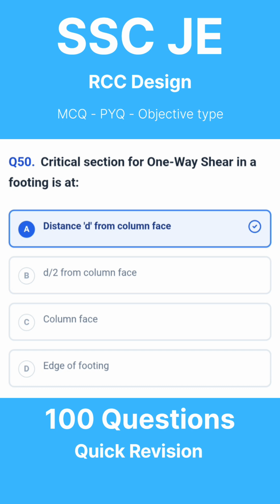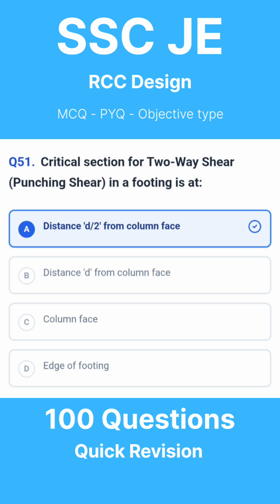Question 50. Critical section for one-way shear in a footing is at. The correct answer is distance D from column face. Question 51. Critical section for two-way shear, punching shear, in a footing is at. The correct answer is distance D divided by 2 from column face.